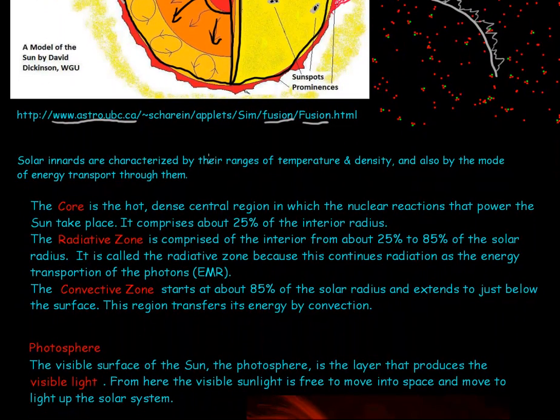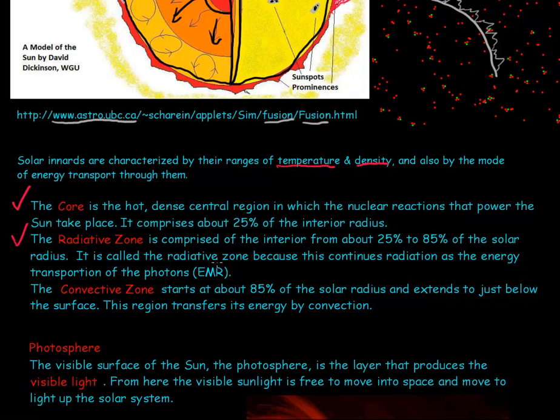Then we talked about solar innards, characterized by two things: the temperature differences and the density differences. So if we go from the core to the radiative zone, we change density and temperature. Go from radiative to convective, temperature and density change. So we do have this layering of the sun, just like we had layering of the earth. We talked about the core being a hot, dense, central region, with nuclear fusion, that hydrogen fusion that powers the sun, and we said it comprised 25% of the interior. It went from 0 to 25%.